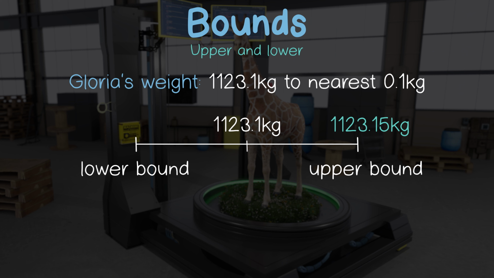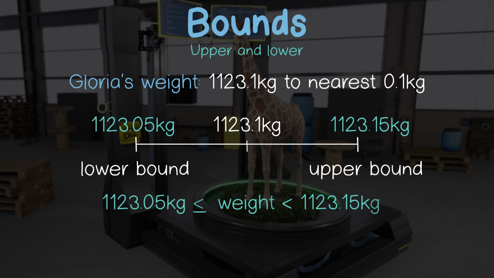So to find our lower bound, we need to find the number that is the lowest that would have rounded up to our target number. In this case, it's going to be 123.05, as anything greater than or equal to this number would have rounded up to our target number.